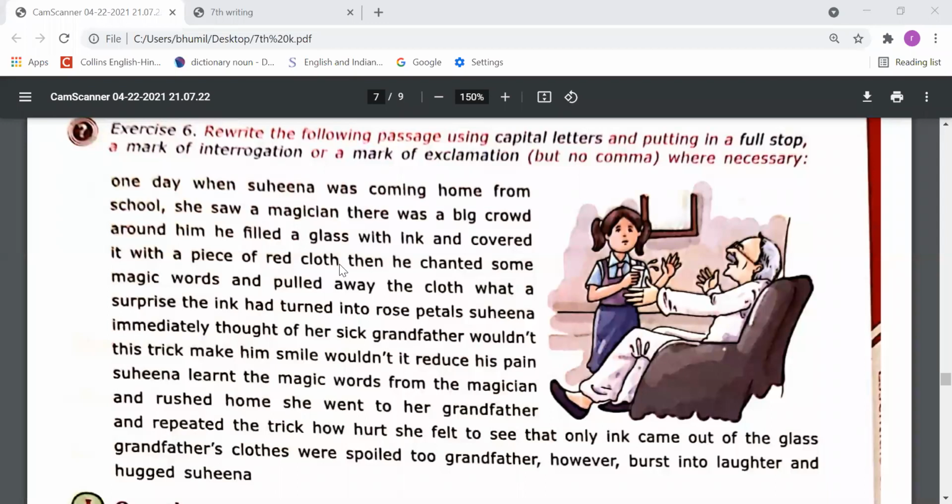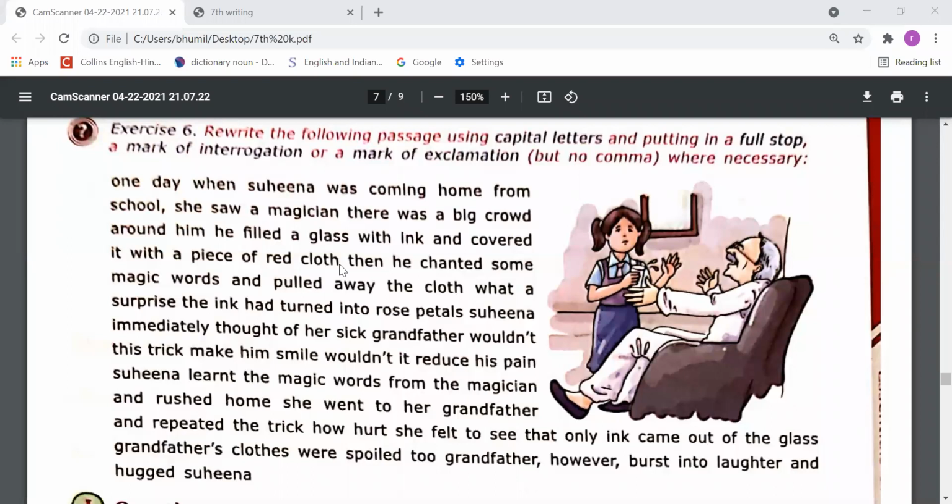So again, T you have to make capital because the new sentence has been started. The ink had turned it into rose petals. Again, full stop after petals. Suhina immediately. S again we need to make capital because that is a proper noun. Suhina immediately thought of her sick grandfather. After grandfather, we need to make a full stop.